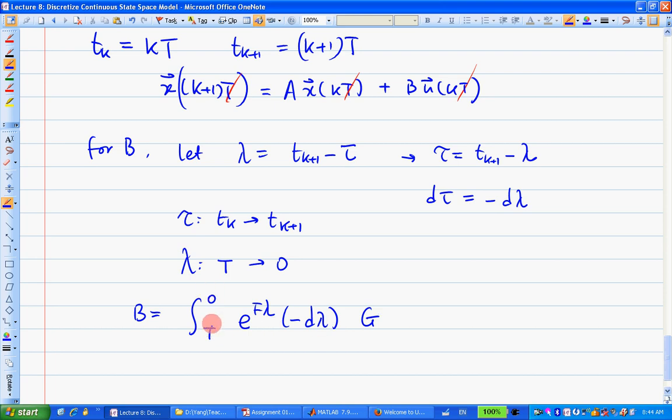Integral from T to 0, if you change that to 0 to T, you get a negative, right? So the negatives cancel each other, and we end up with 0 to T, like this. So that's the b, right? This is much simpler to deal with. There's no tk or tk plus 1, okay?